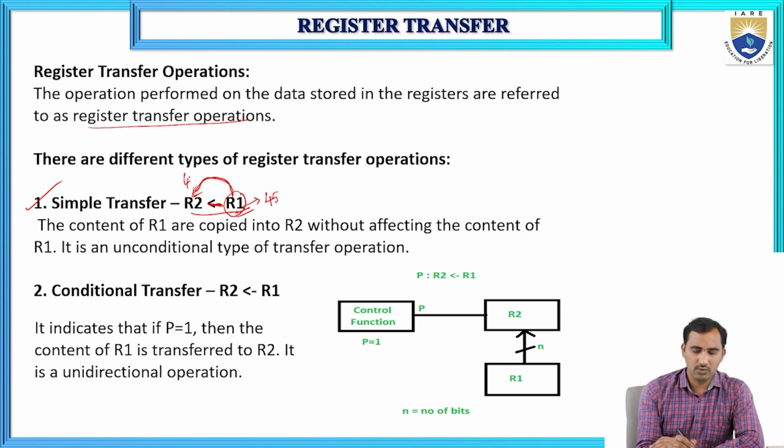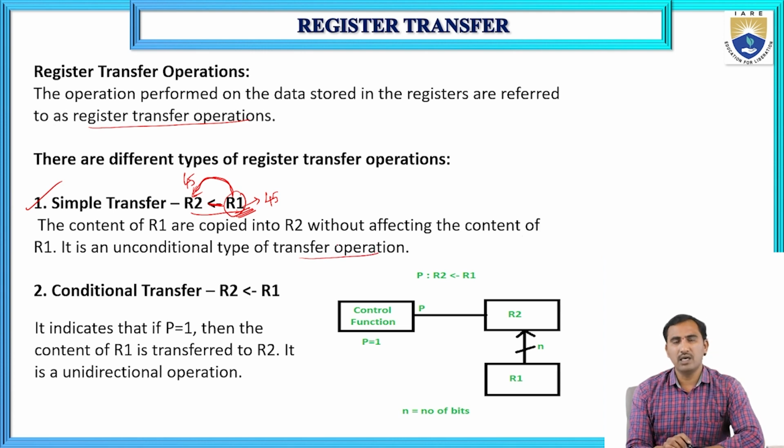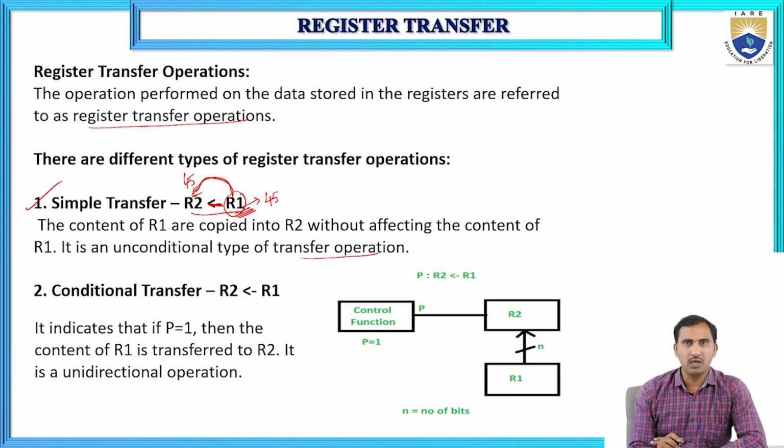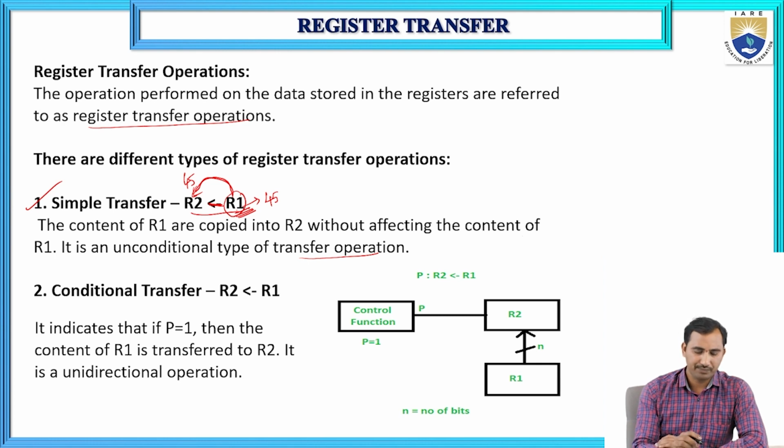So that means R2 also contains 42, 45. So the R1 register content will not change, we are just copying. So it is an unconditional type of transfer operation, because we are not checking any condition for the transfer of data. So simply it is an unconditional transfer.